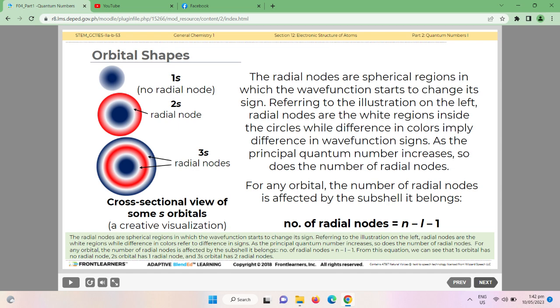For any orbital, the number of radial nodes is affected by the subshell it belongs to. Number of radial nodes equals n minus L minus 1. From this equation, we can see that the 1s orbital has no radial node, the 2s orbital has one radial node, and the 3s orbital has two radial nodes.